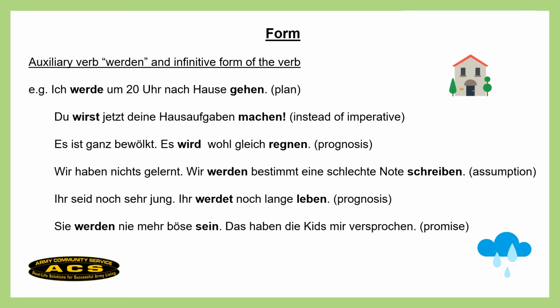Sie werden nie mehr böse sein, das haben die Kids mir versprochen. That's a promise. They won't be mean anymore. That's what the kids promised to me. And you can see in all those sentences that the infinitive form of the verb is at the end of the sentence. Gehen, machen, regnen, schreiben, leben, sein in those examples.